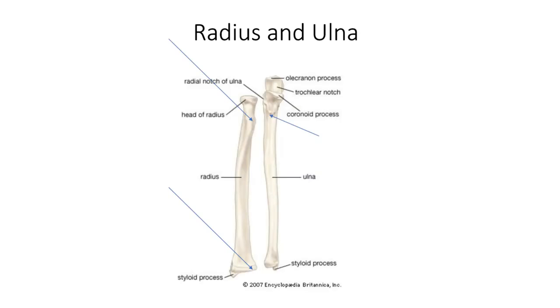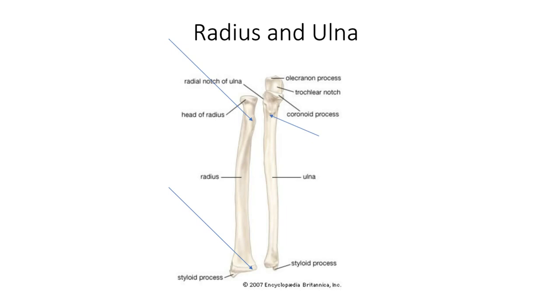The head of the radius articulates with the capitulum, and the first blue arrow just under the head of the radius is called the radial tuberosity, and this is the insertion for the biceps muscle, both the long head and the short head.